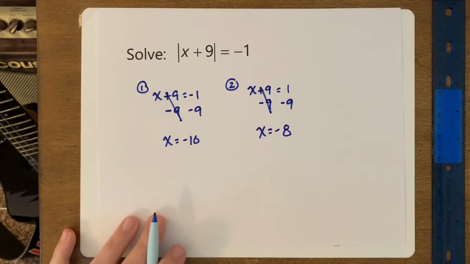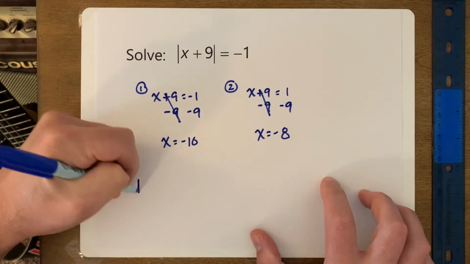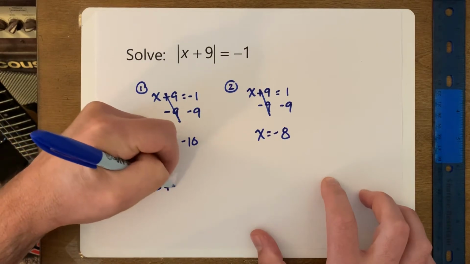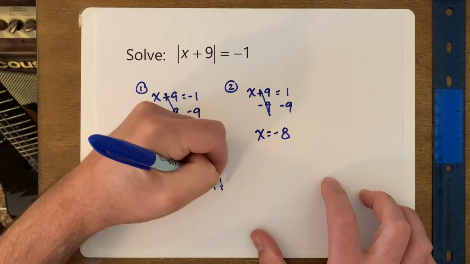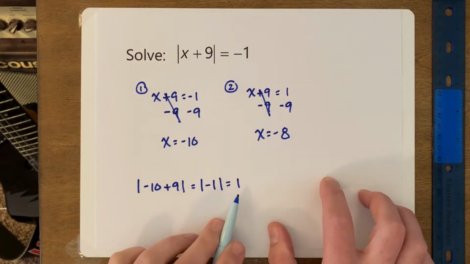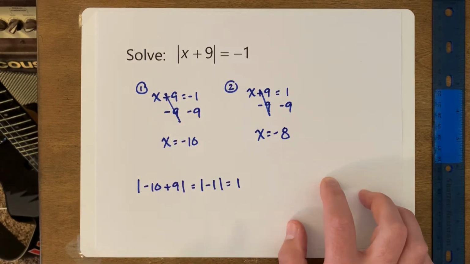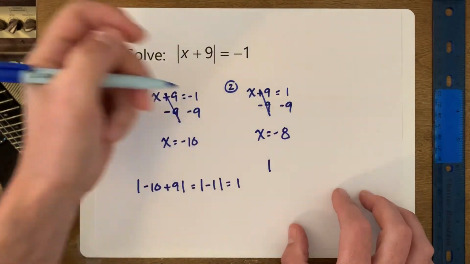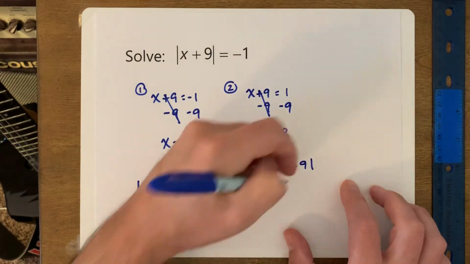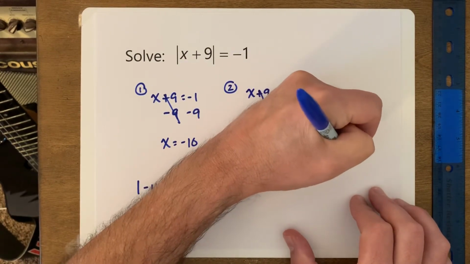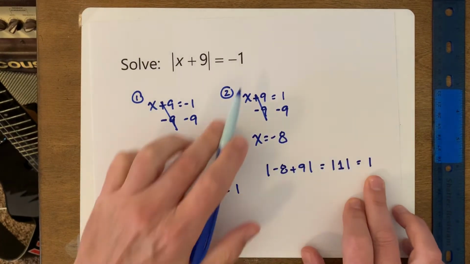So let's go ahead and plug those back in just to make sure that they're correct. So let's plug in the negative 10 first. So negative 10 for x plus 9 is equal to absolute value of negative 1 is equal to 1. I have a problem because that's a 1 and that says negative 1. Let's go over here to this one and see what this one looks like. Negative 8 plus 9, that's going to be equal to absolute value of 1. Let's make that look like a 1. And that is also 1, not negative 1.